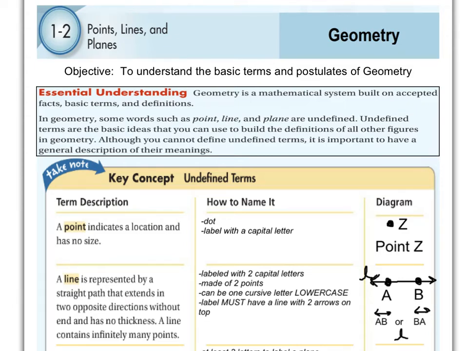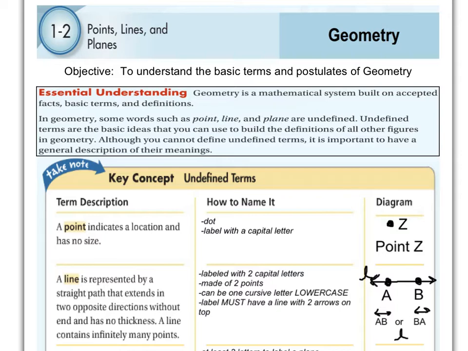This is your first actual geometry lesson. This is the intro to section 1.2, which discusses points, lines, and planes. The objective of this lesson is to understand the basic terms and postulates of geometry. Again, vocabulary terms are very, very important in geometry, and you're going to find that in these first few sections that we're looking at.